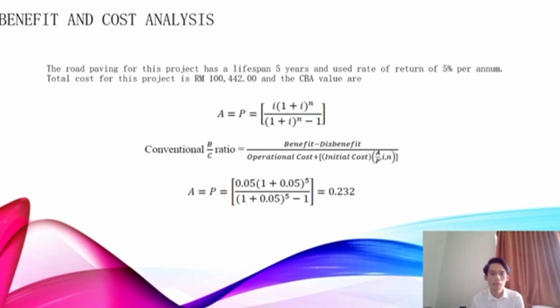So the road paving for this project has a lifespan of 5 years and uses a rate of return of 5% per annum. The total cost for this project is 100,442 ringgit and the CBA value is 0.232. The CBA value we can get from the conventional B over C ratio, which is benefit minus the benefit over the operational cost plus initial cost, equal to 0.232.